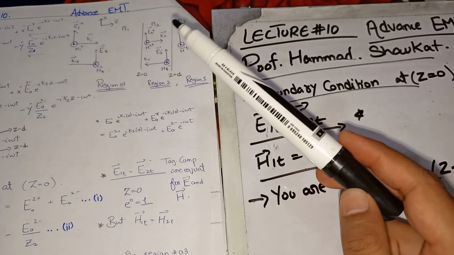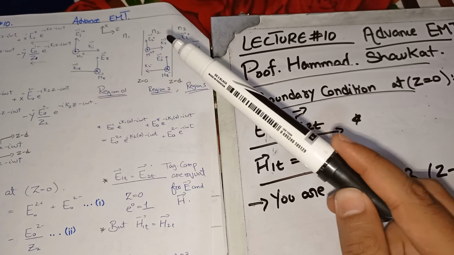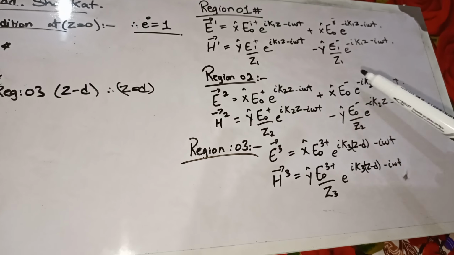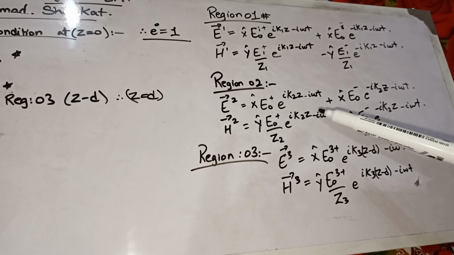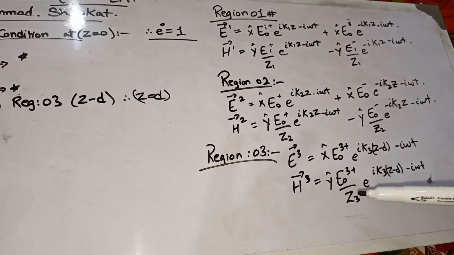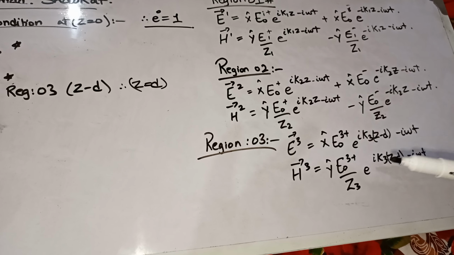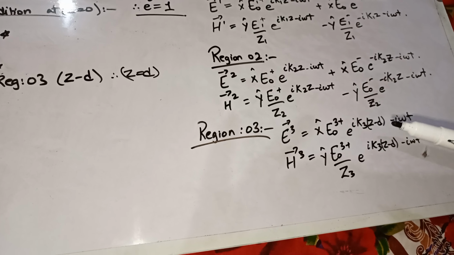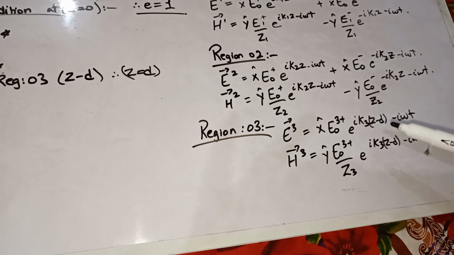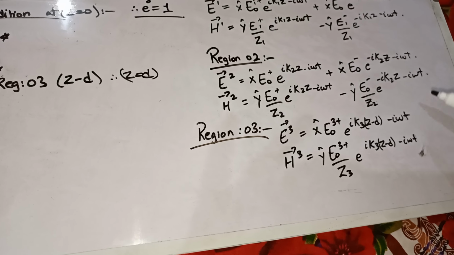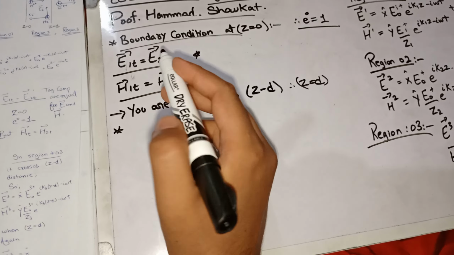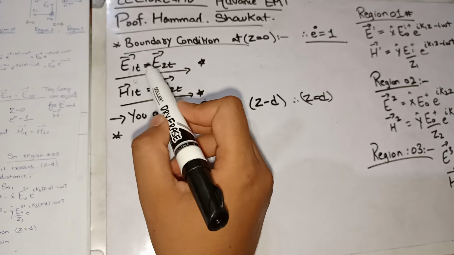For the second region, your equations remain the same, as we wrote here, and in region 1 the equation remains the same. Only the region 3 equation changes, because you have crossed the distance d and now you are at distance z minus d. That's why only this changes. Now you have to apply the first boundary condition, which is this: you know that tangential components of electric fields are equal.